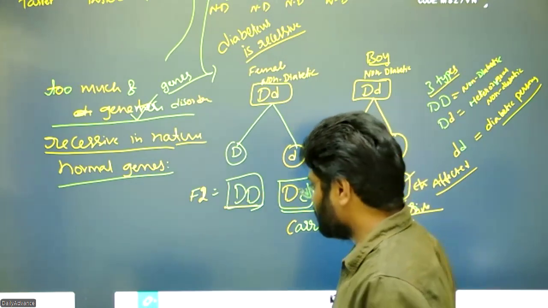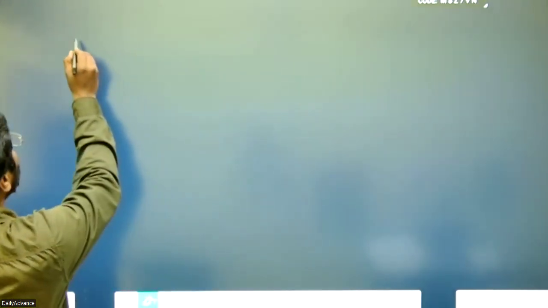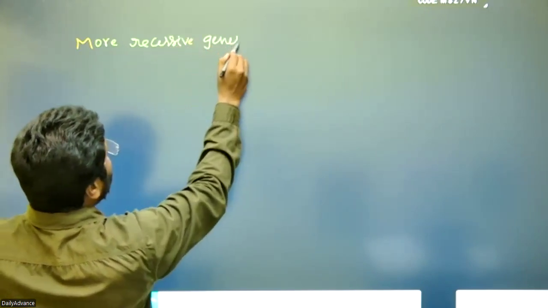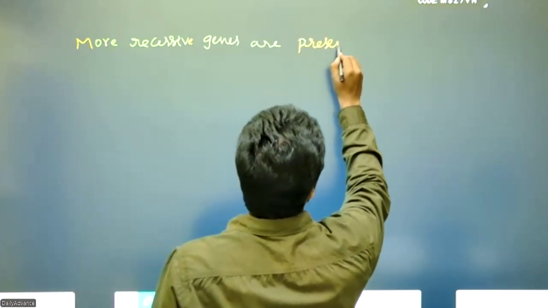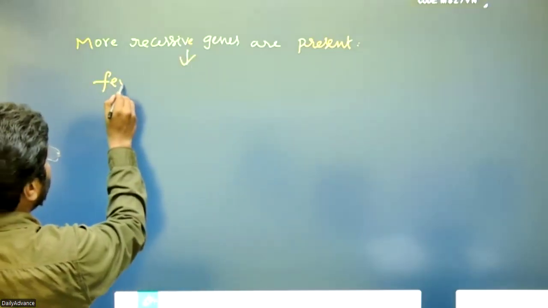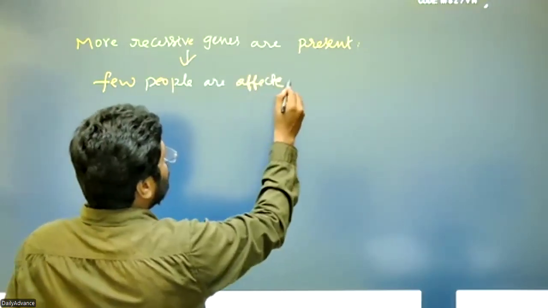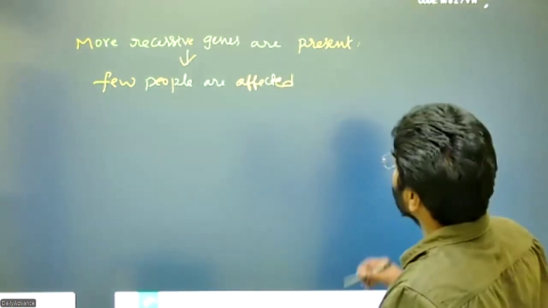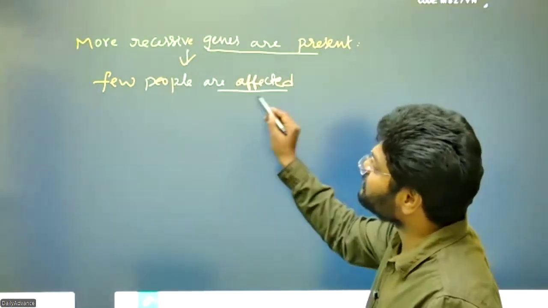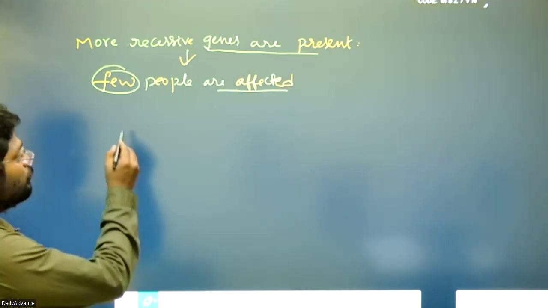So the conclusion is that in a population, more recessive genes are present, but few people are affected. In every human population more recessive genes are there, but affected persons are very few. In that case, what would happen? Most of the human population are heterozygotes.